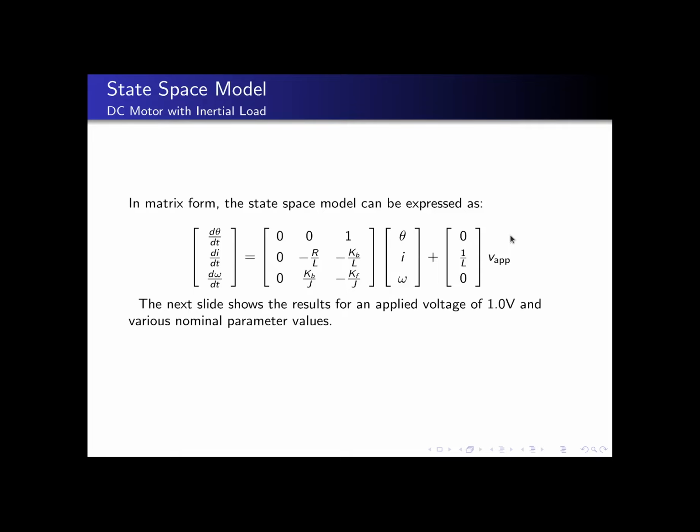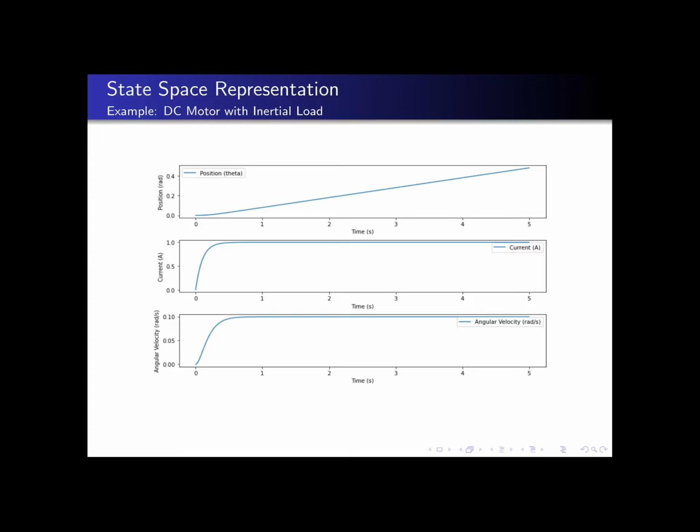Okay, now we'll take a look at what these values look like for a nominal applied voltage. So you can see that you apply a voltage of 1 volt, and you've got the position of the inertial load changing. It's rotating with time over 5 seconds here. And then the current ramps up from 0 fairly quickly. So you have this transient period where the position is not linear. It starts off at 0, and then it's rotating slowly and then more quickly, and then it comes to more of a steady state once the current and the angular velocity have achieved a steady state.